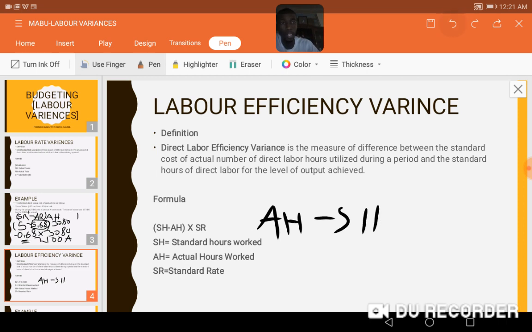Just put it the way I've written on the slides.